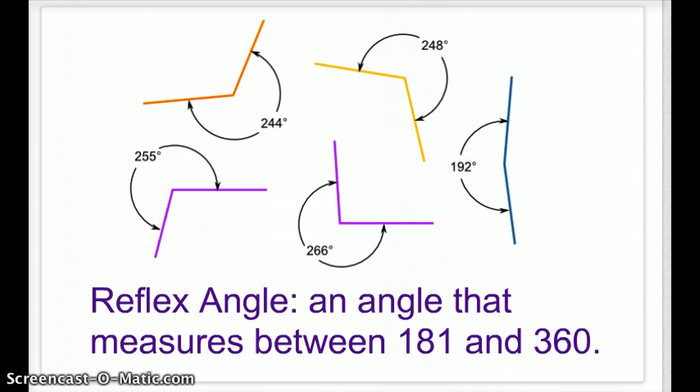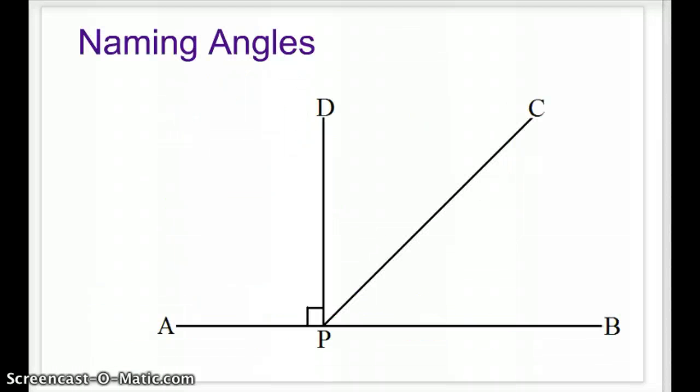The other type of angle is a reflex angle. Sometimes these can be confusing because we want to take a look and measure this inside part. But when you're talking about reflex angles, you're looking at the outside of the angle. And those are angles that measure between 181 degrees and 360 degrees.